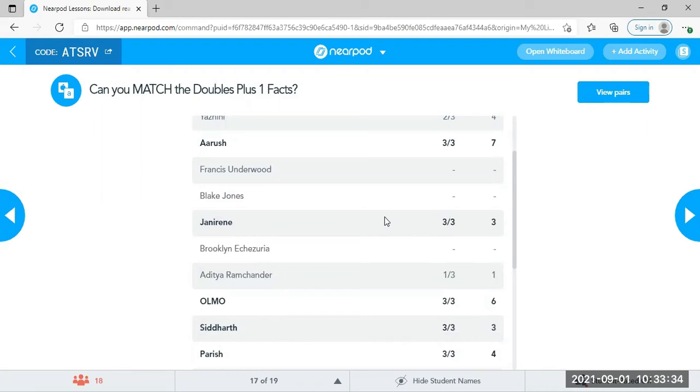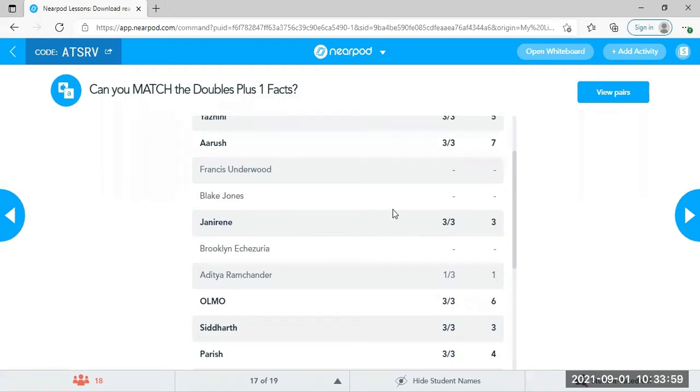It's okay if it takes you a few times. What you're looking for and you're learning is which double fact is the closest you can get to help you solve the problem that isn't a double fact. So 8 plus 9, which one of those doubles could help me get there? It's the closest possible one.